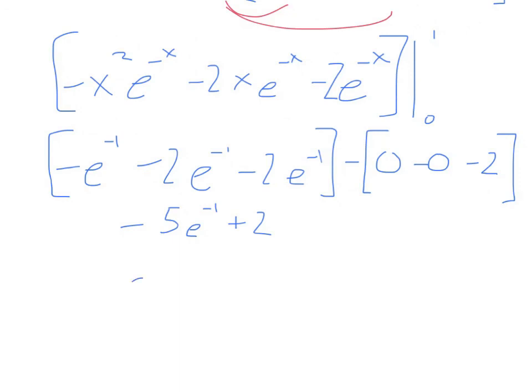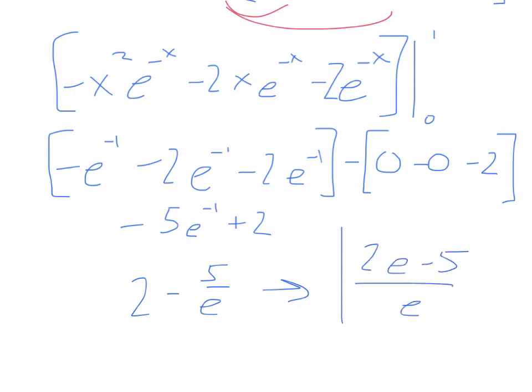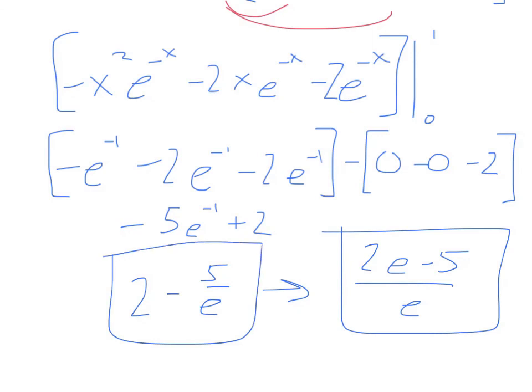And so our answer here basically ends up being 2 minus 5 over e, or I suppose we could get a common denominator and say it's 2e minus 5 all over e. Either one of these two answers is great, right? So this is an example of a double integration by parts. Sometimes that happens. It is what it is. I'll see you in the next video.